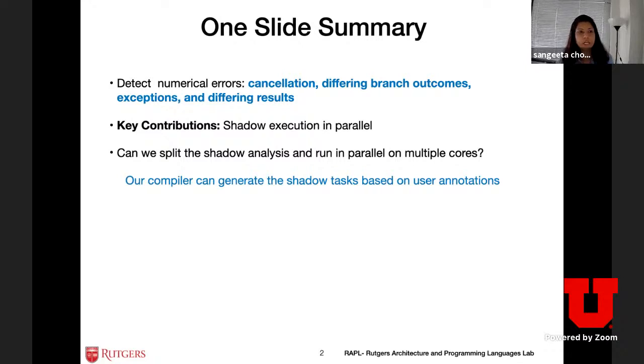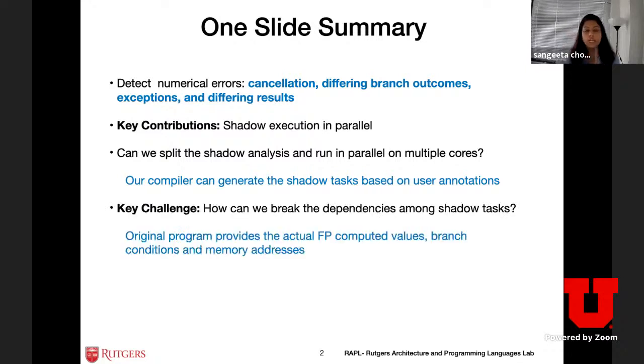But the challenge is to keep the original program and shadow tasks in sync and break the dependencies between these shadow tasks. And our key insight is to use the original computed values as an oracle to reset the metadata to break dependencies. The shadow tasks are dependent on the original program for the computed values, but they are independent of each other. Hence, as long as the original program has finished executing, shadow tasks can run in parallel. Since the original program is a lot faster than the high precision program, we get scalable speedups.